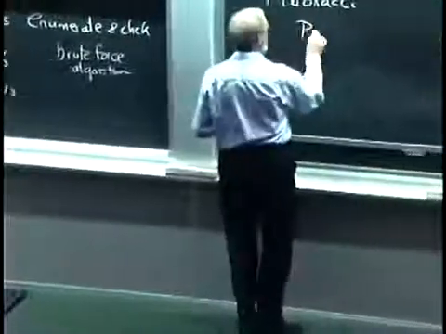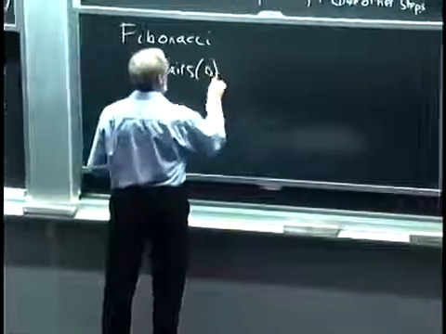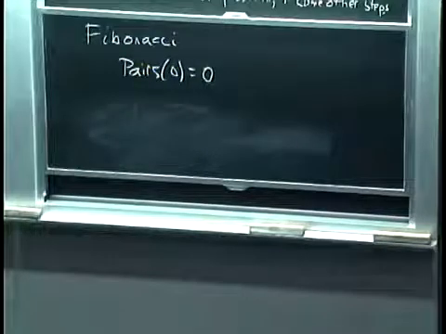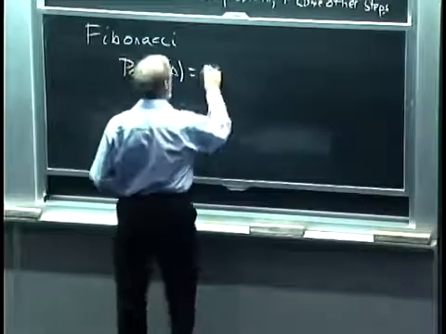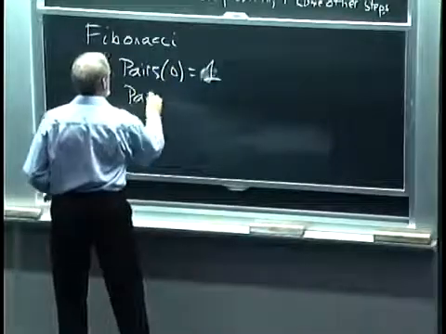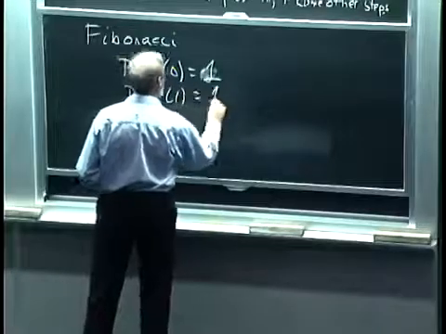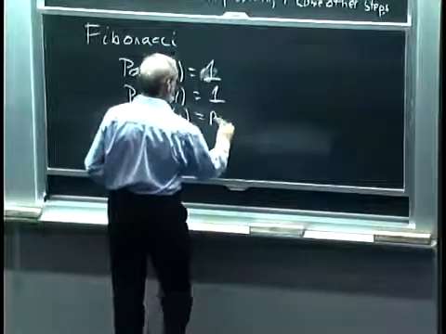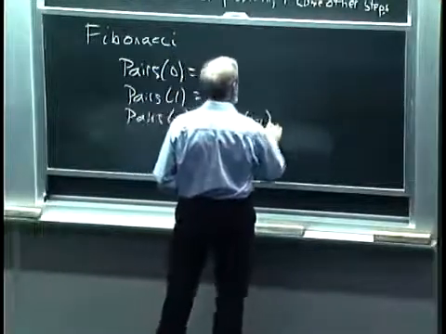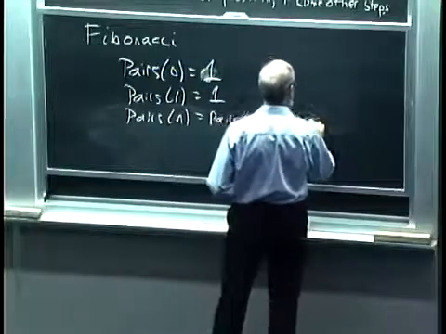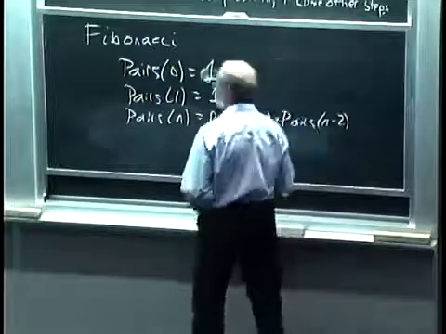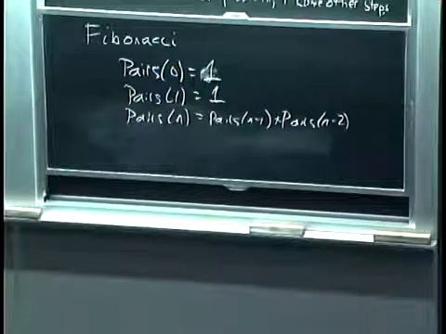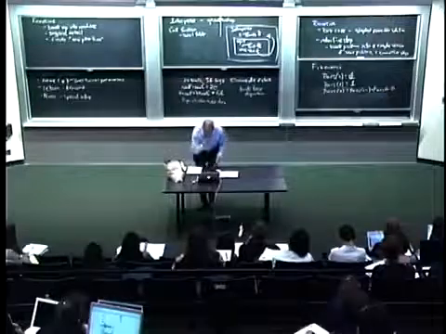And so we can do this with the following little definition. We're going to let the number of pairs at month 0 actually not be 0, be 1. We'll let the number of pairs at month 1 be 1. And then the number of pairs at month n is the number of pairs at month n minus 1 plus the number of pairs at month n minus 2. Sum of the previous two.